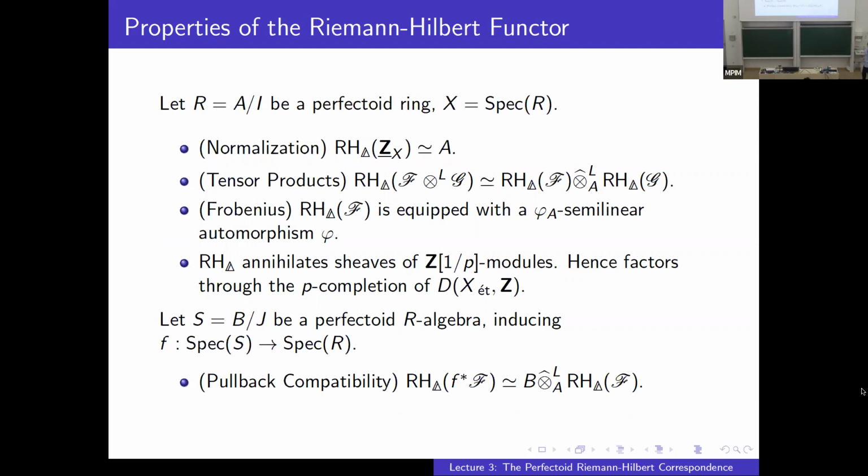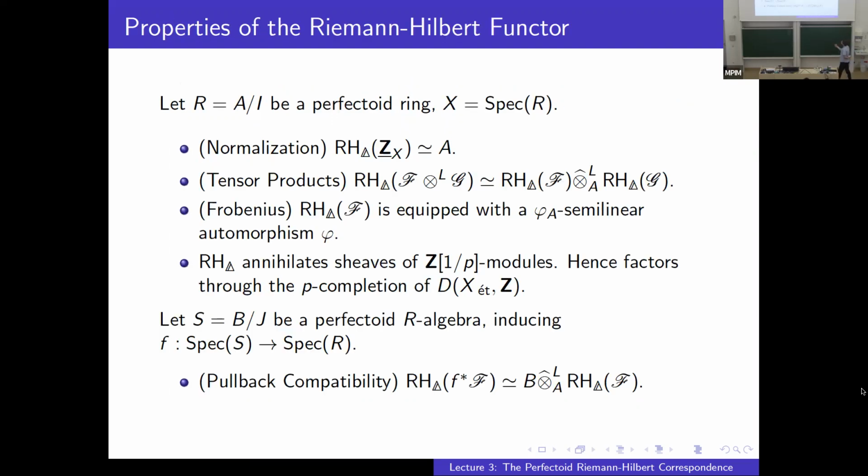And finally, something that is going to be very important in the next lecture is that this construction is compatible with base change. So if you have a map from R to another perfectoid ring S, and you have some sheaf on Spec R, you can pull it back to Spec S and apply the Riemann-Hilbert functor there. Or you could apply the Riemann-Hilbert functor on Spec R, and the resulting modules, one is just obtained from the other by extending scalars.